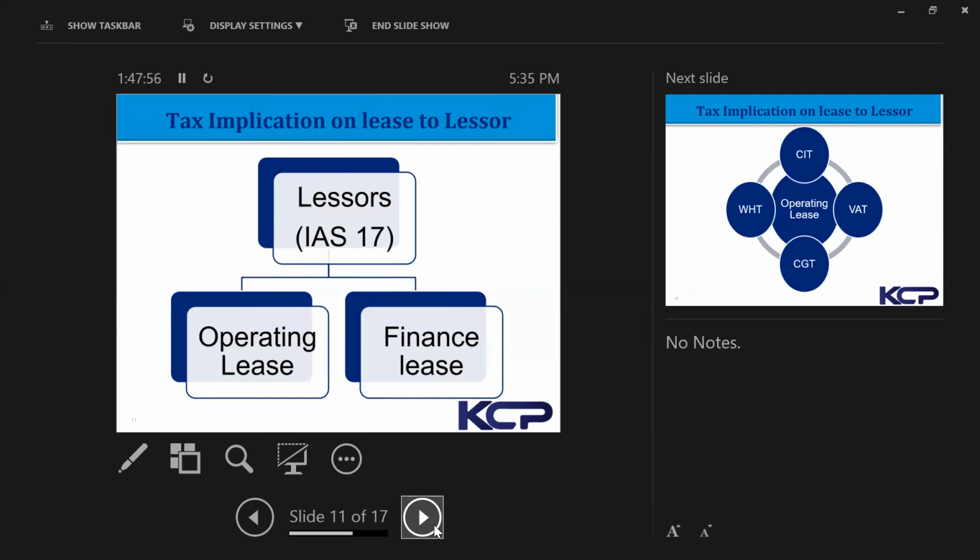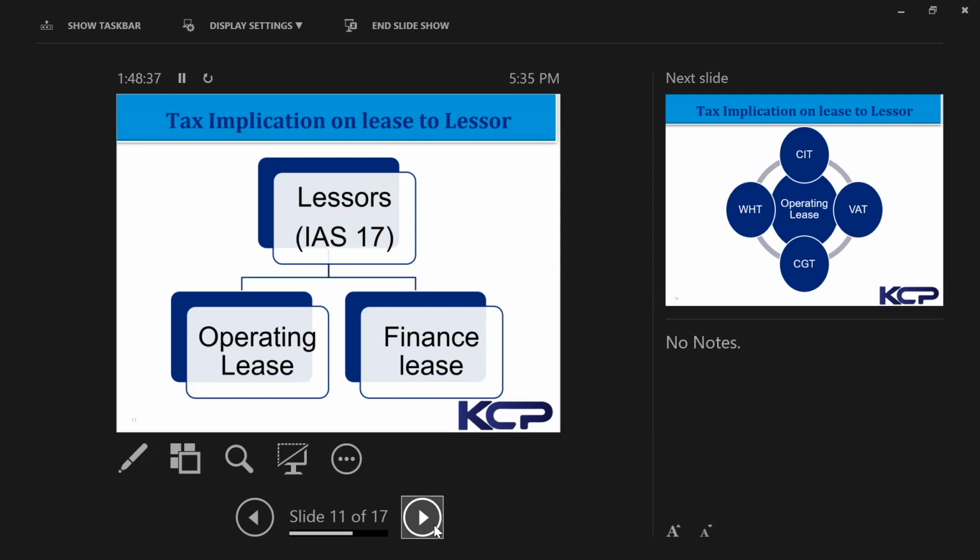Now, on the tax implication of lease to a lessor, right? What is the tax implication to a lessor? A lessor could likely have an operating lease and it could likely have a finance lease. If it's an operating lease, the major thing depends on what the lease item is, right? Sometimes the lease item can be vatable. Sometimes the leased item can also be open to withholding tax. Do you understand? Depending on who the lessee is, right?